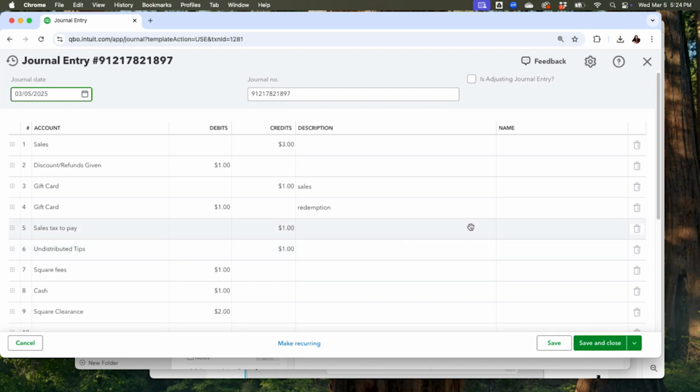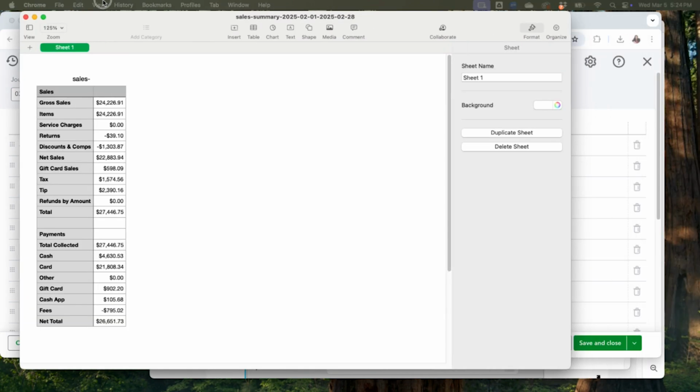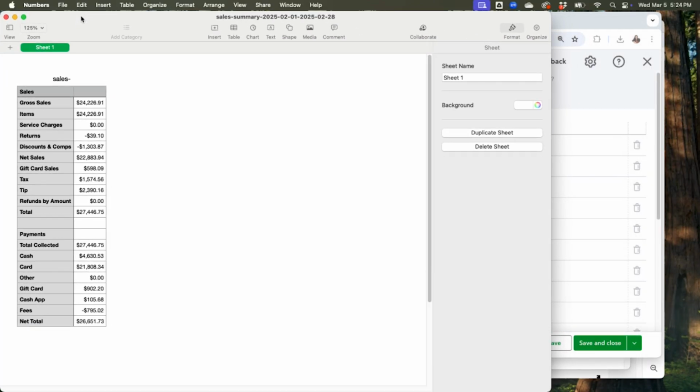And there it is. So I created this journal entry here with all the accounts based on the sales report for the account. So I'm just gonna go ahead and bring you the sales summary report. This is it right here. Okay, and this is the numbers that I'm gonna put over there. So this is the exact numbers that I should be putting in my journal entry.